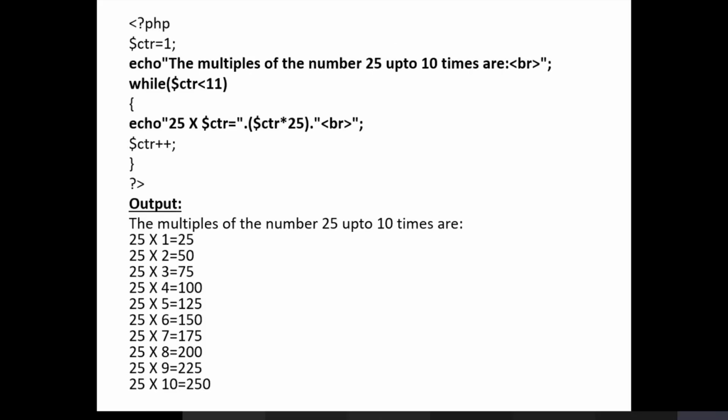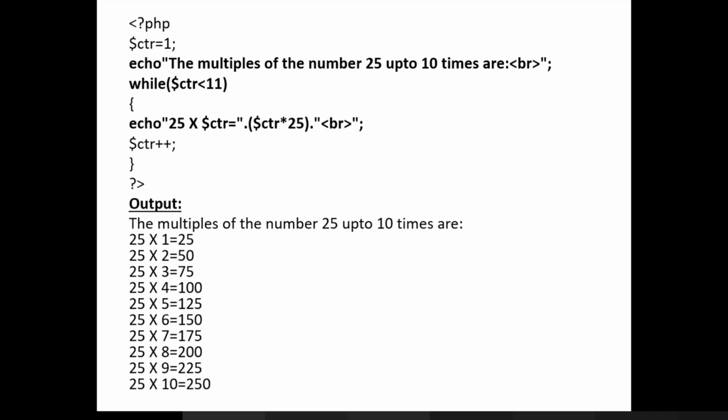Then the question on while loop: we have the CTR variable equal to 1, and we are displaying the multiples of the number 25 up to 10 times. In short, we are displaying the multiplication table of 25. So how are we doing so? We are displaying a message, echo the multiples of the number 25 up to 10 times, and then while CTR, which has a value of 1, is less than 11, because we want to display the values up to 10. So 10 times we want to display.